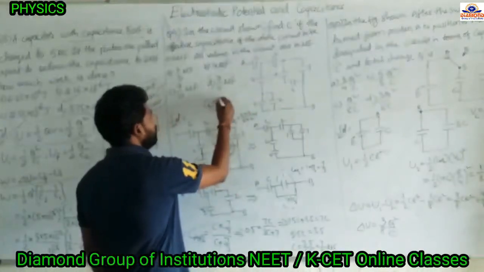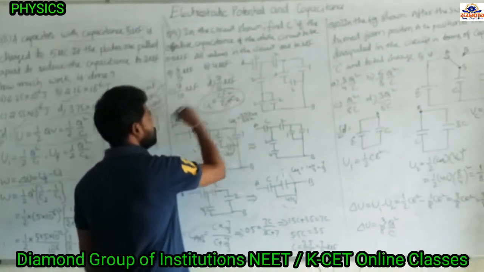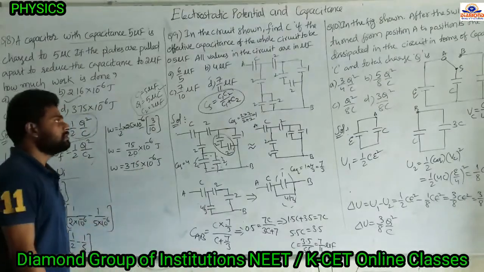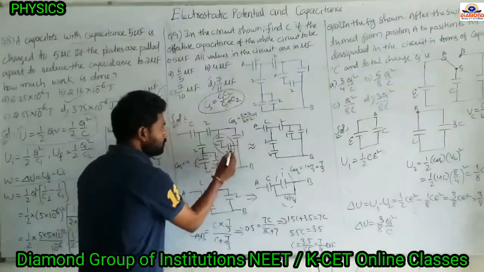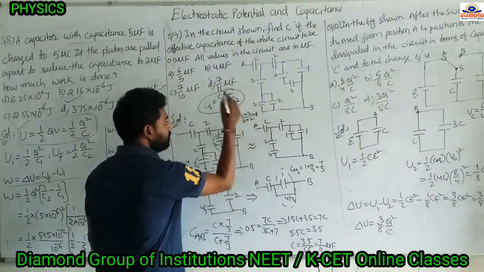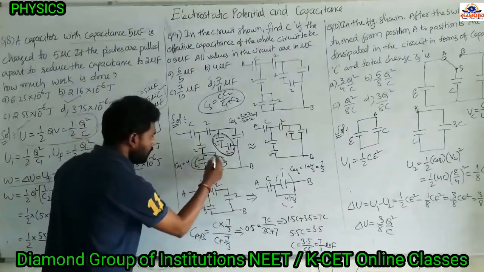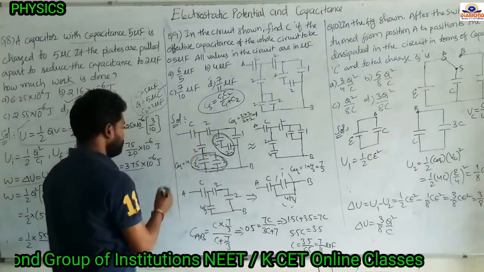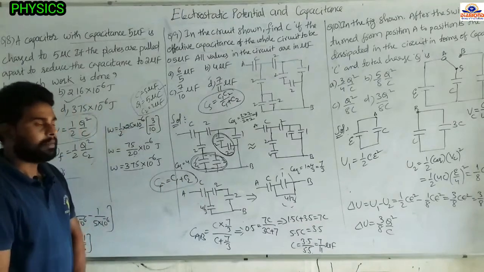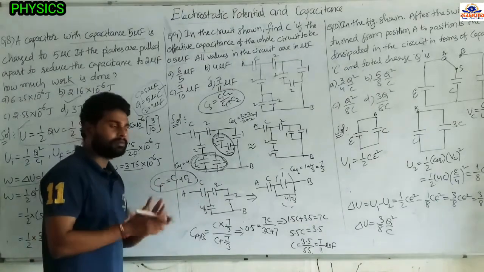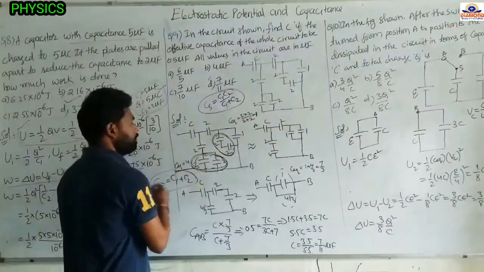In series combination, equivalent capacitance equals C1 C2 by C1 plus C2. Two capacitors are connected in series combination, so equivalent capacitance equals C1 C2 by C1 plus C2. So 2 into 2 by 2 plus 2 equals 1, we will get. So the equivalent capacitance of these two is 1. And next here also, see, these two are connected in parallel. So for parallel combination, Cp equals C1 plus C2. If two capacitors are connected in parallel combination, then equivalent capacitance equals the sum of the capacitances. These two are connected in parallel, so 2 plus 2 equals 4 microfarads.